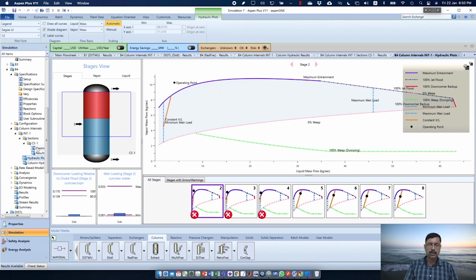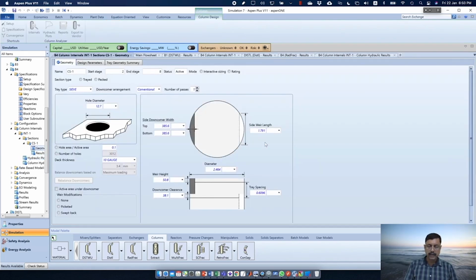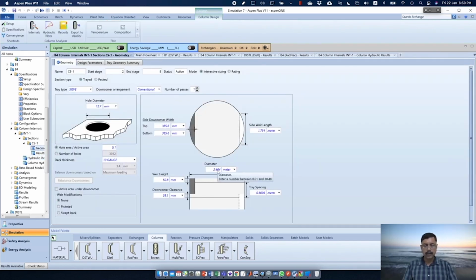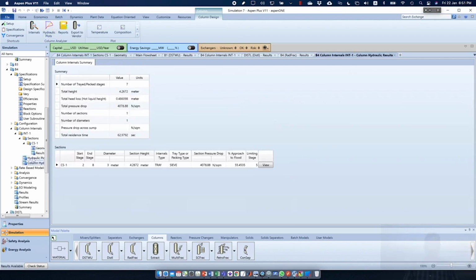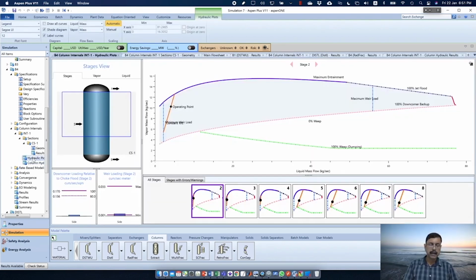So let us increase the diameter of the column. So go back to geometry. Here we have the diameter. So let us use 3 meter and see what happens. Let us run the simulation once again with this diameter. So the run is complete. Now we go back to column hydraulics once again. Now it is fine. The entire column is blue. Earlier the top portion was red.